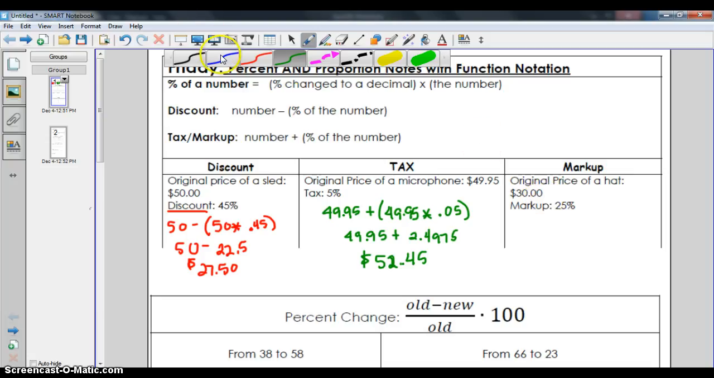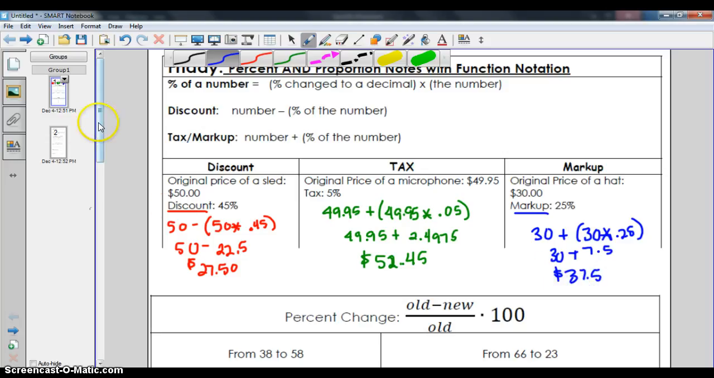So go ahead and try that last one on your own. Again, marking up would be addition. So find your original plus the original times your markup to find the total that you would pay for that hat. So hopefully you took 30 plus 30 times 0.25, which ends up being 30 plus 7.50, or $37.50 for that hat.